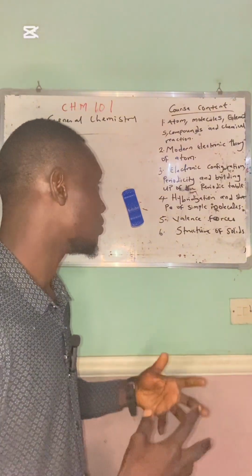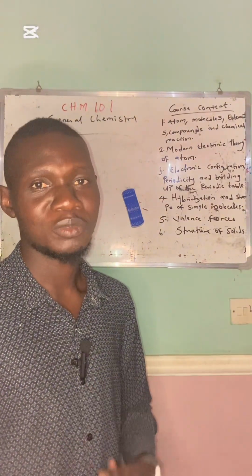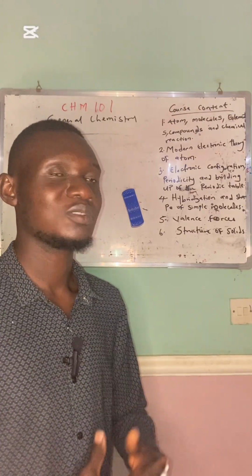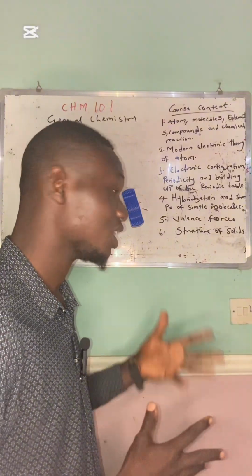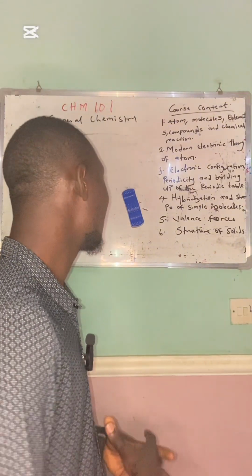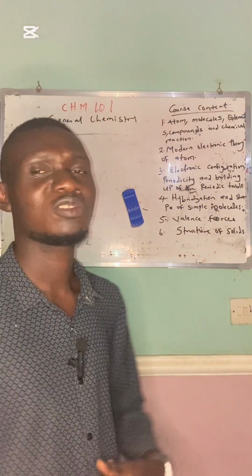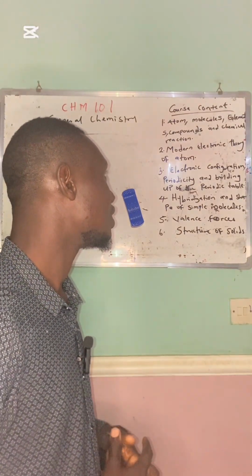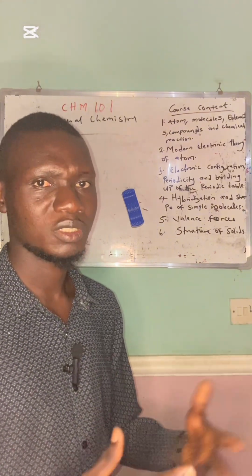And then also hybridization, the blending of atomic orbitals. We're looking at how this blending helps us understand the shapes of simple molecules. And then we'll be talking about valence forces and the structure of solids. For now, these are the very basic content. With time, I will review several other contents that we'll be doing.